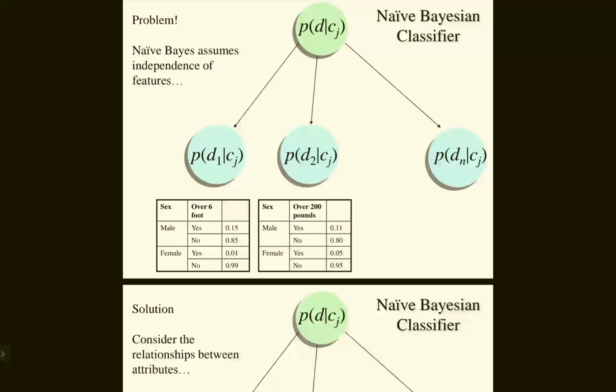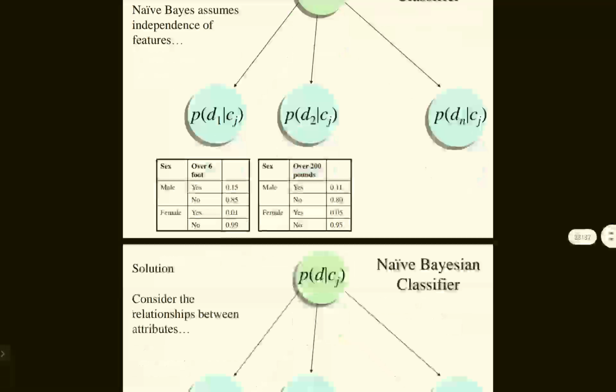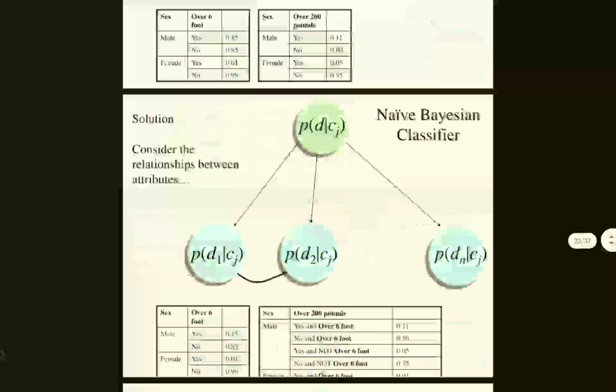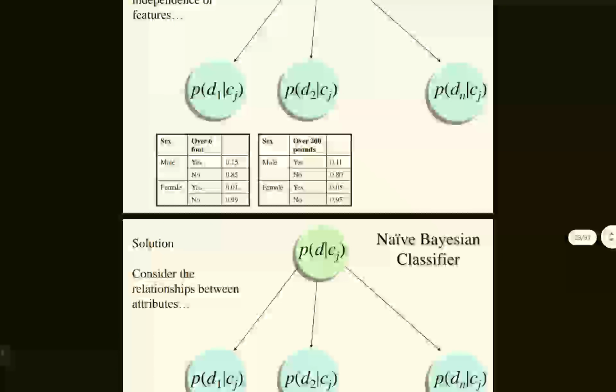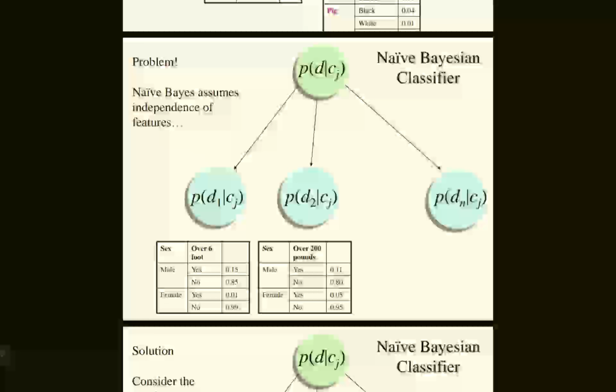We cannot say like that, that this particular person is male so will also be female, or is female so will also be male. It's not like that. So some problems are there in every algorithm. So what is the solution? We can consider the relationship between the attributes. This is the problem of naive Bayes. I hope everyone is clear on what the problem of naive Bayes is, and this is the solution.